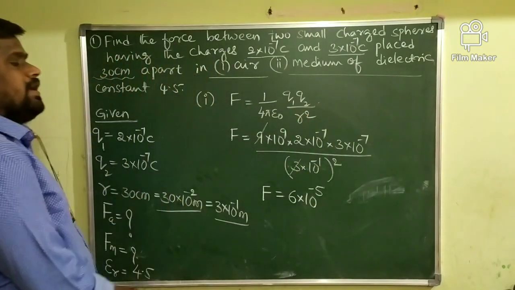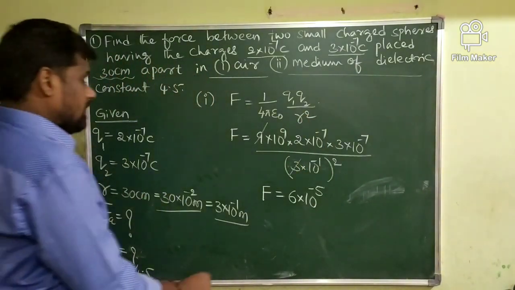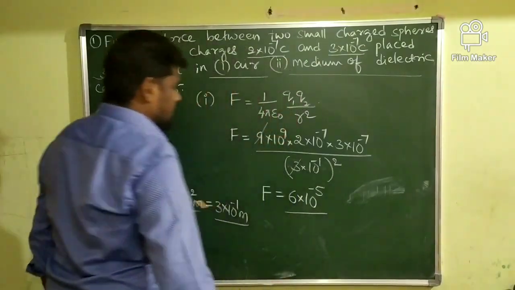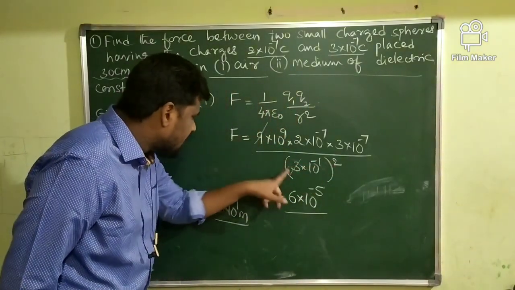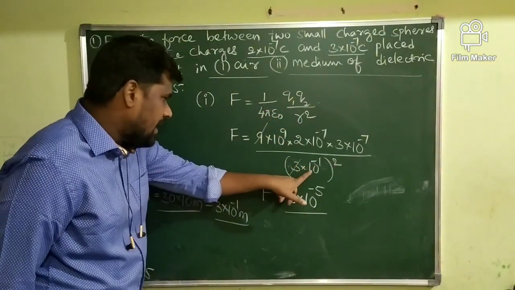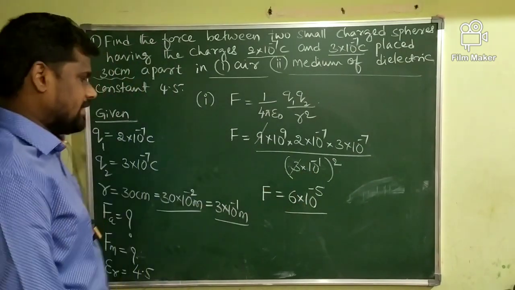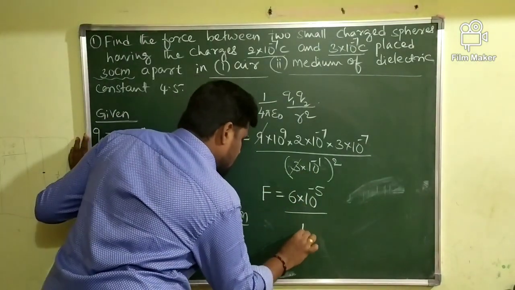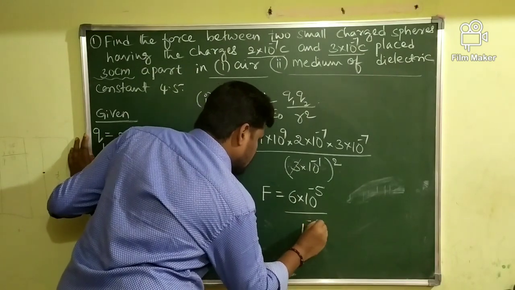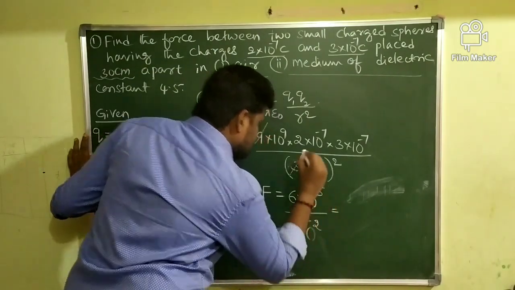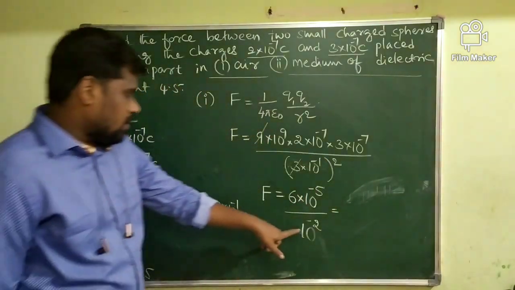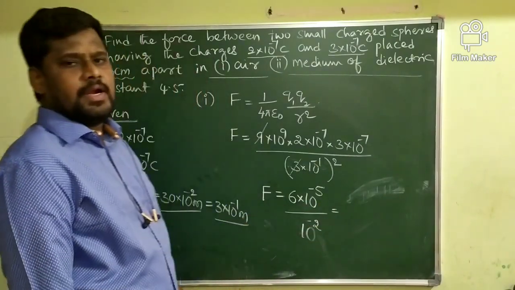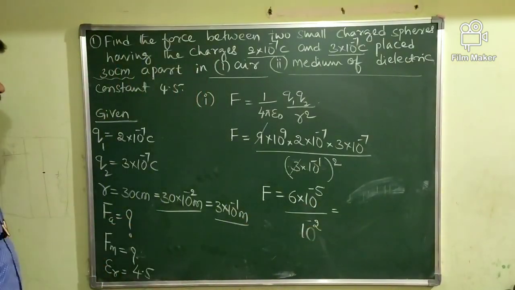Okay, minus 5 here. Divided by, already 3 square is 9, 9 gets cancelled, 10 power minus 1 whole square. I can write this as 10 power minus 2. So what is the total answer here? 10 power minus 2 you take to the numerator, it will become 10 power plus 2.